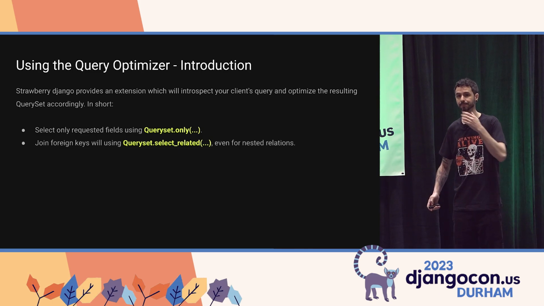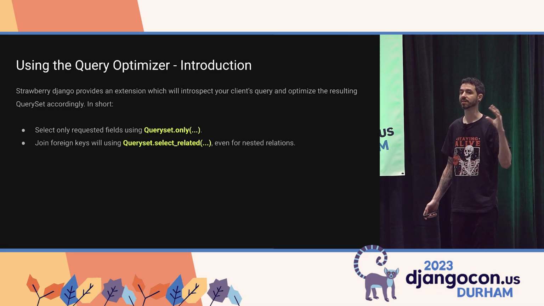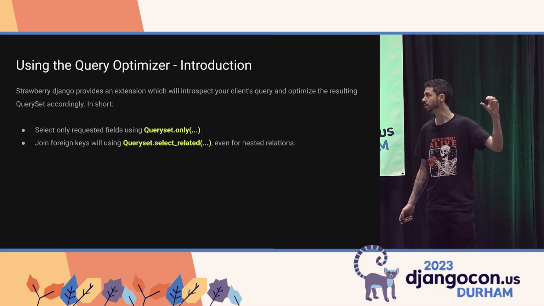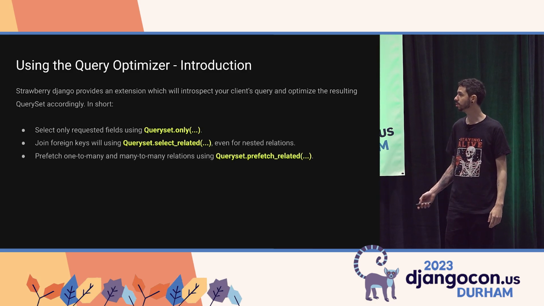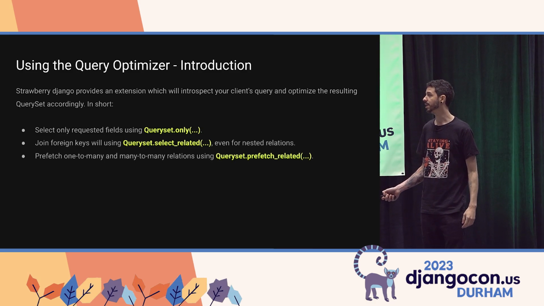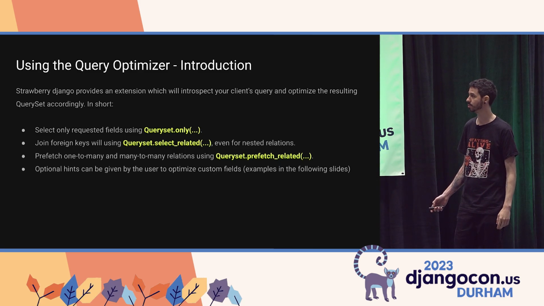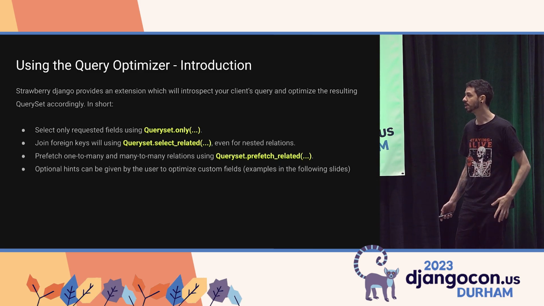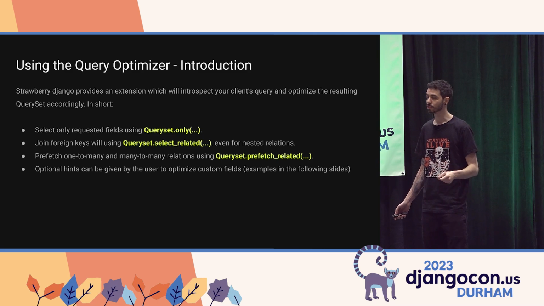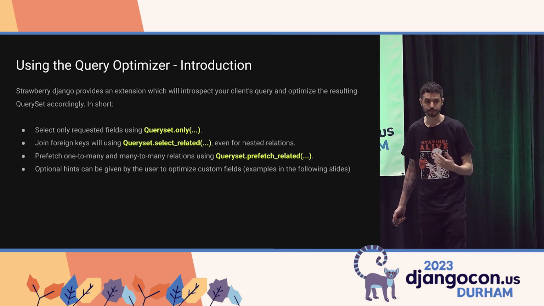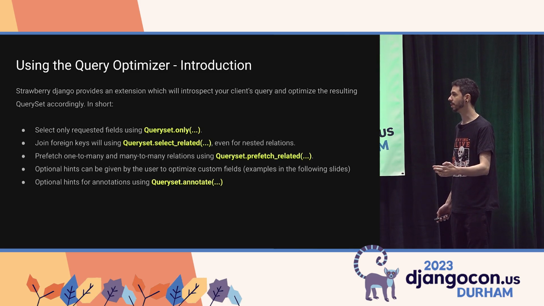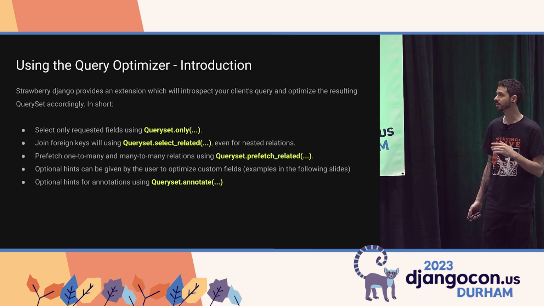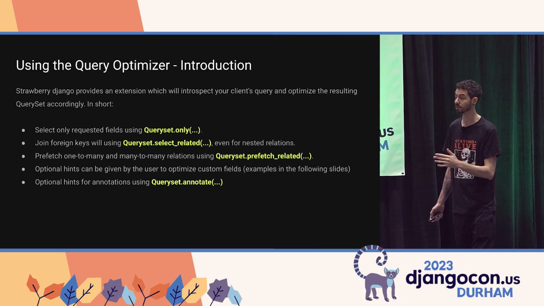So when asking for the email, as it has a user as a foreign key, it will use select_related to avoid those N+1 issues. The same goes for one-to-many or many-to-many relations using prefetch_related. And you can also give it optional type hints, so it can know how to resolve something which is not typed in the Django ORM. And you can also give some type hints for it to use for annotations.